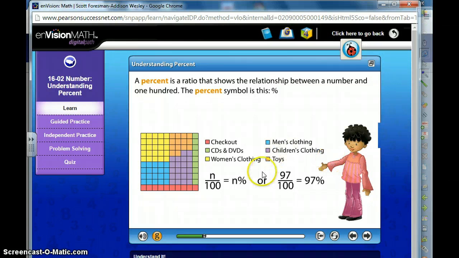Okay? So if you took a test with 100 questions and you got 80 of them right, you got an 80%. If you took a test with 100 questions and you got 10 of them right, you got a 10%. That's not good. That's a failure. If you took a test and there were 100 questions and you got 50 of them right, that means you got half of them right, you got 50%.